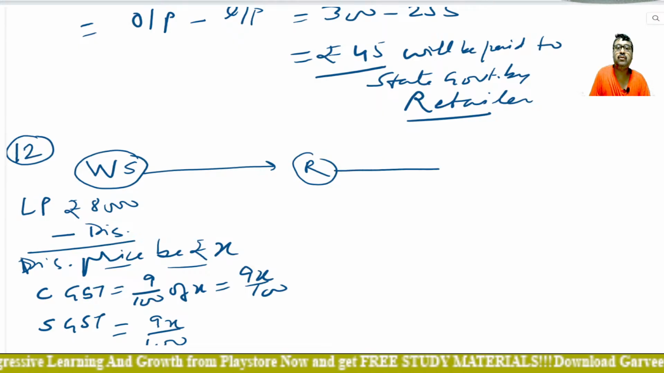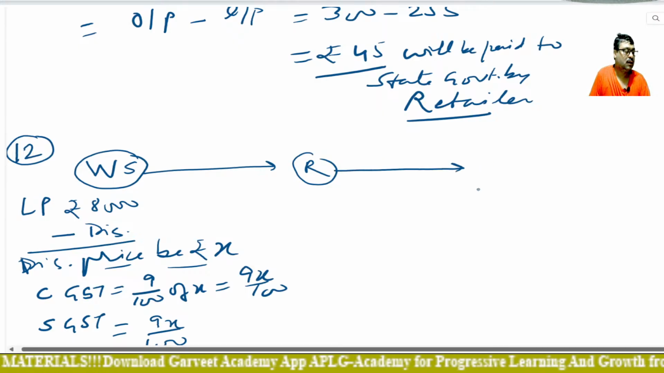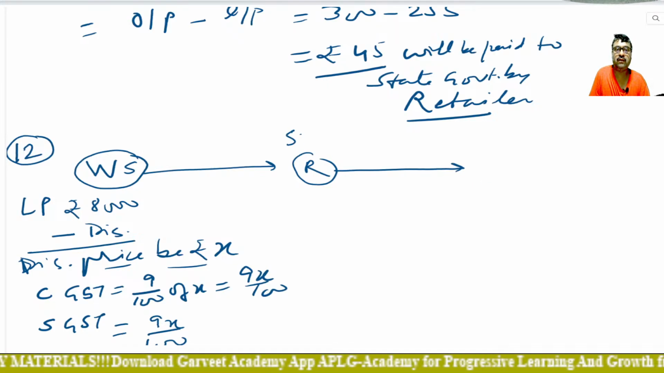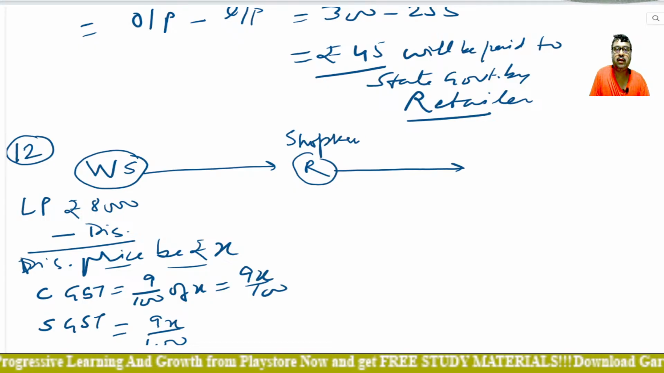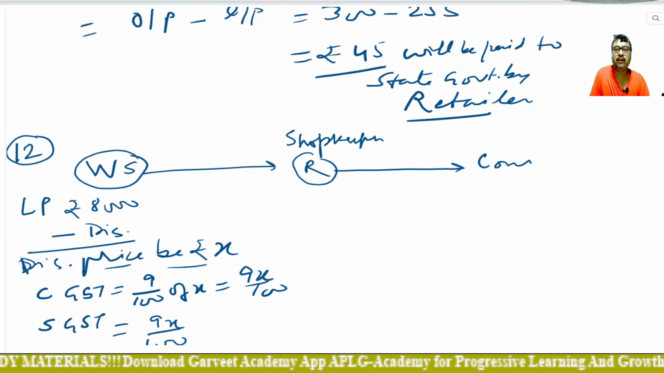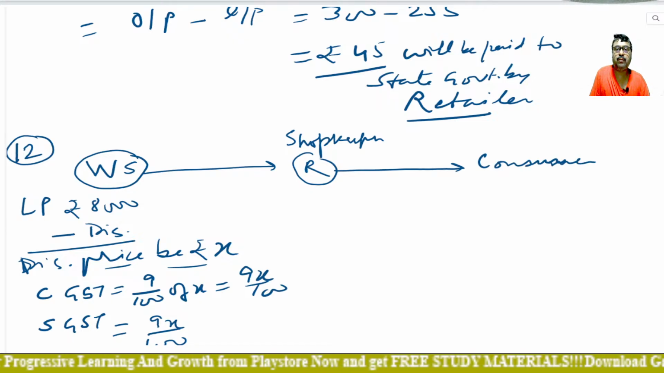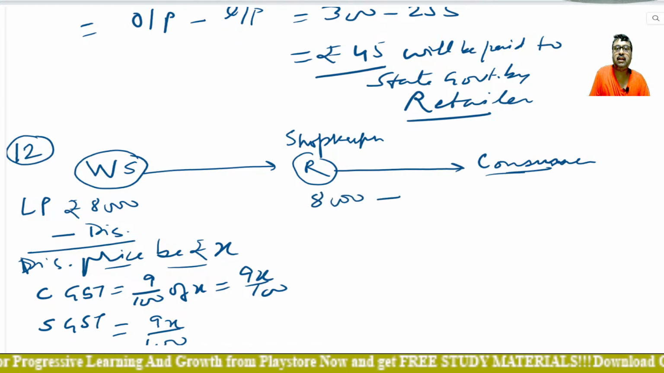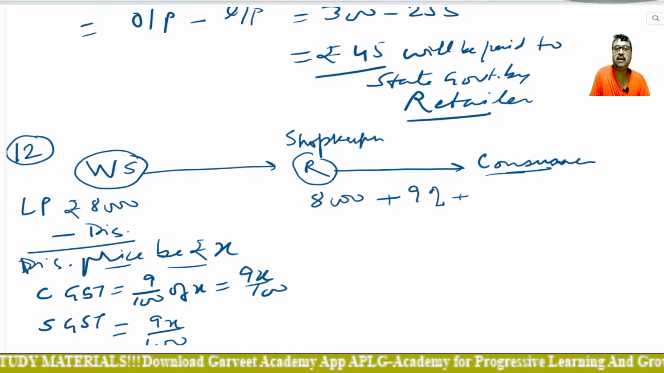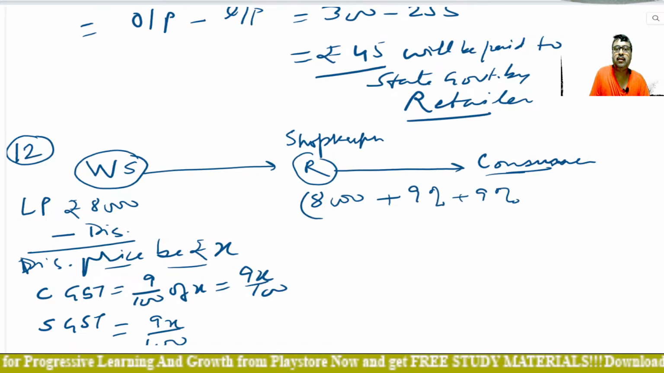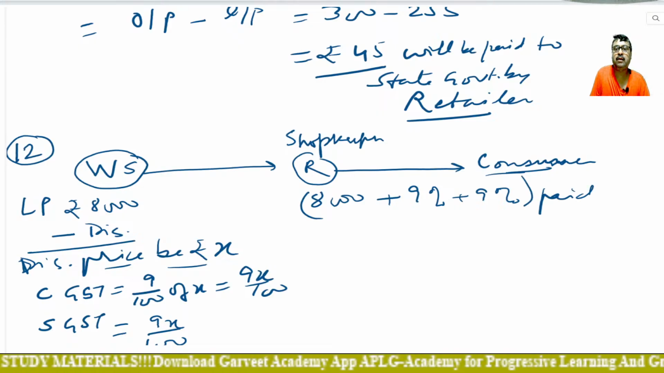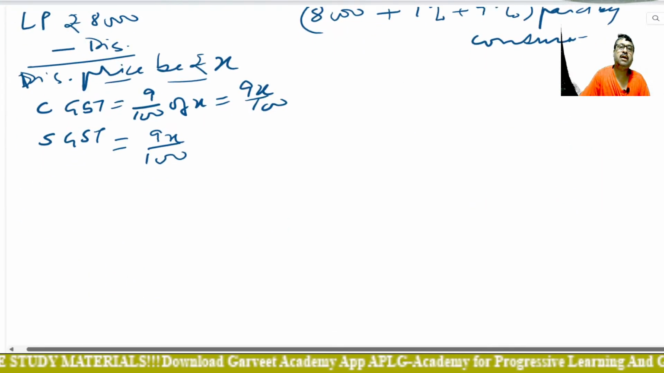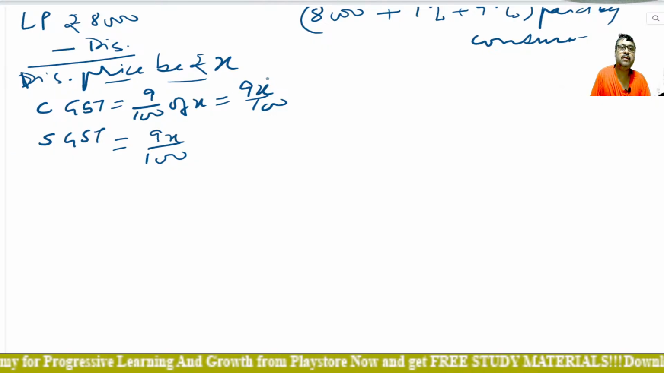Now the retailer sells it to the consumer. The shopkeeper, the retailer, is the shopkeeper. The shopkeeper sells it to the consumer and he sells it at the list price of 8,000 only. So the consumer will pay 8,000 plus 9% plus 9%, paid by the consumer. So let's calculate the CGST, SGST paid by the consumer.